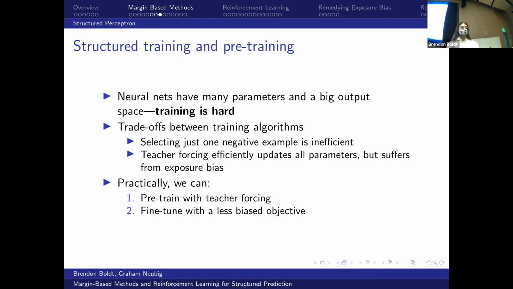What we can do is, we're not forced to choose just one of these. We can do pre-training with teacher forcing and maximum likelihood to get our model to a good state quickly, and then we can fine-tune with a less biased objective like this structured perceptron.